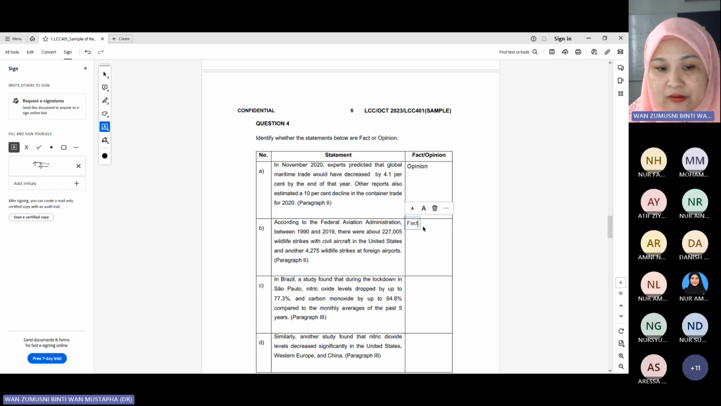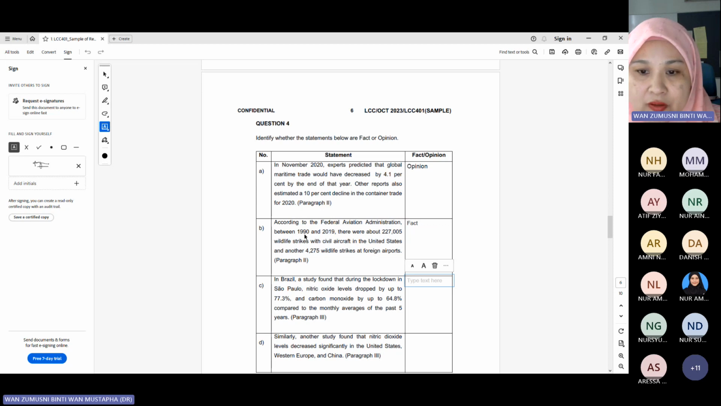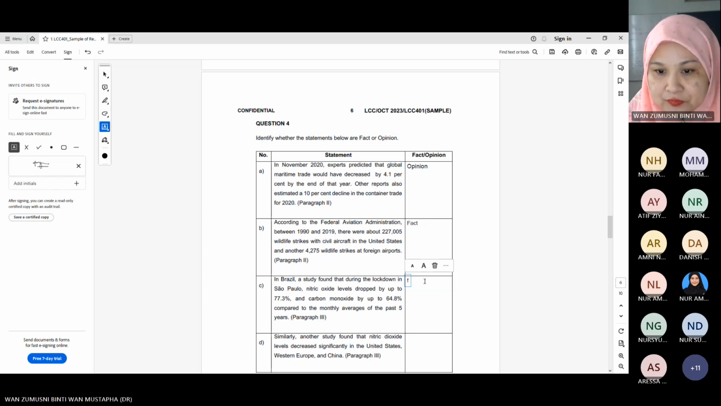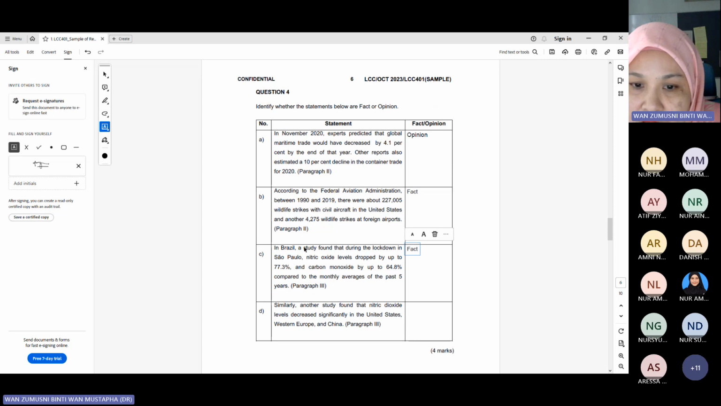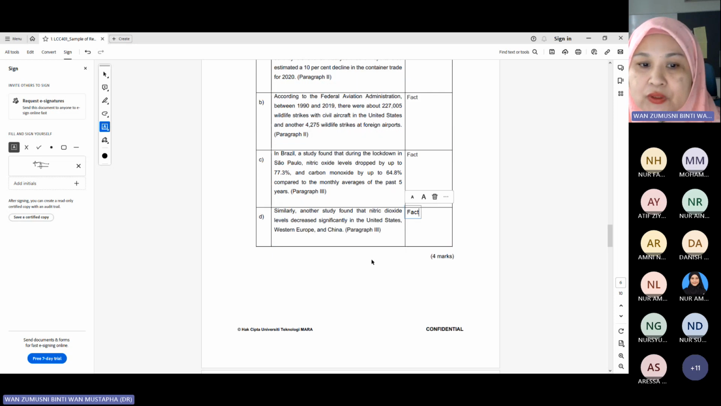But why is B a fact? That's because it has been validated, it has been verified that between 1990 and 2019, the data is there, there were about 227,005 wildlife strikes with civil aircraft in the United States. Okay, so this is a fact. And okay, this is also a fact because this is a research finding. C is a research finding. And D, it's also a fact, okay? Because this is also a research finding.